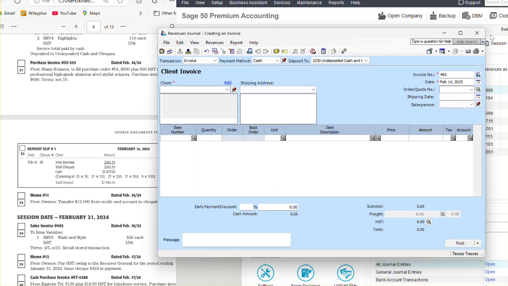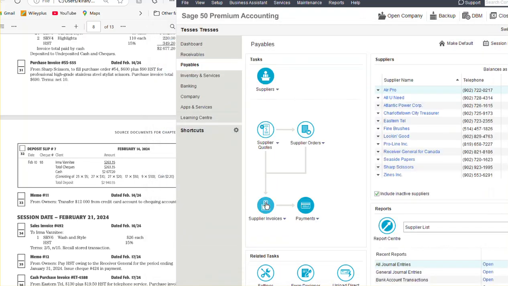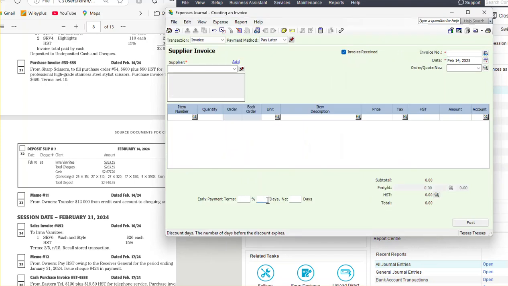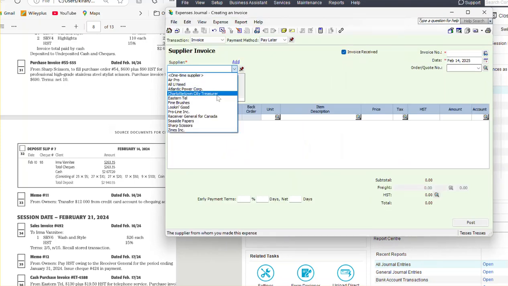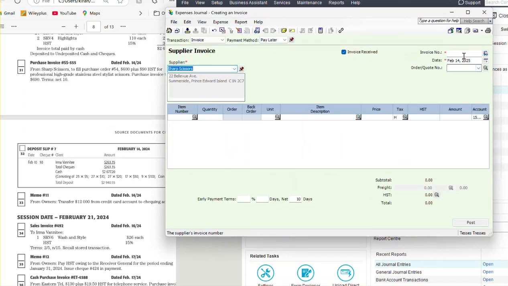So we are going to go to purchases. When you're going to go to purchases, payable, and it's an invoice, net 30, yes, and it's from Sharp Scissors 14. The invoice number is your SS, and it's 55535. And then if I go here, what we did is we purchased some kind of equipment for 600, and the amount is for 600, and with the HST they told us it's paid within 10 days. The amount is 690. We purchased what? We purchased salon equipment.